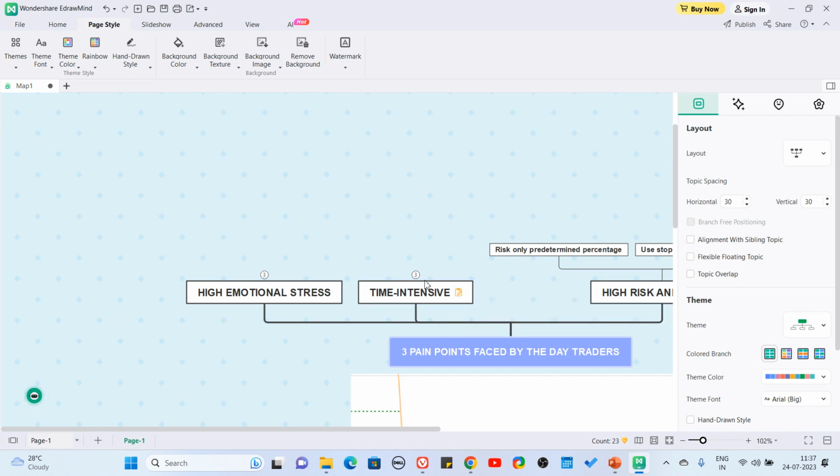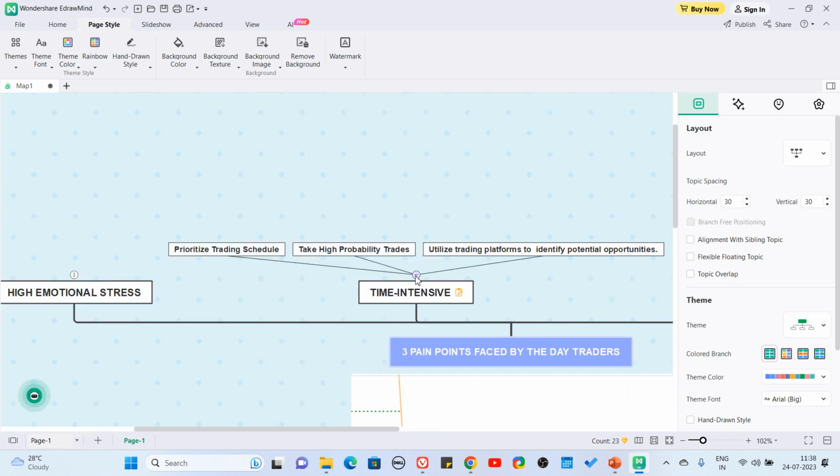Now, this is the thing that traders are facing. They don't have much time. They don't manage their time. For those traders, this is the answer. I'm going to give you the solution for the traders who are not giving a good amount of time, and I'm going to show you what happens here.